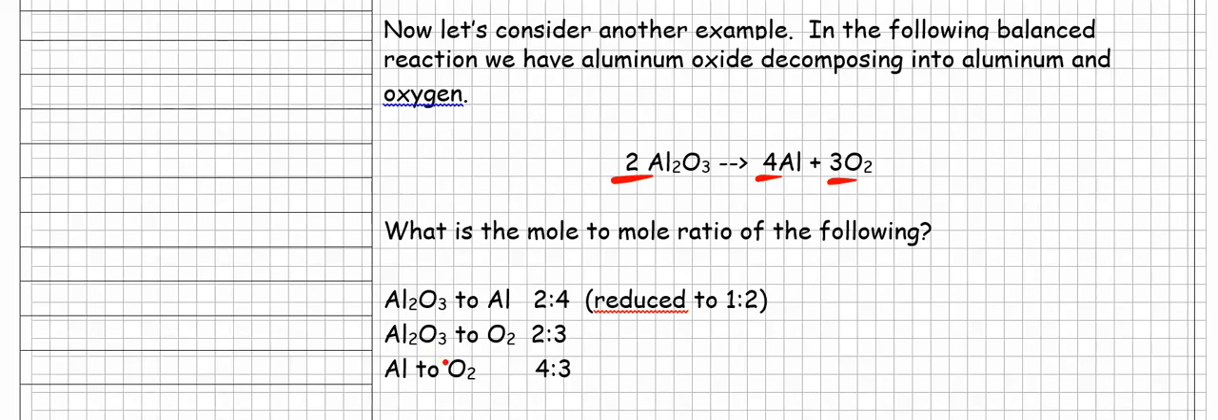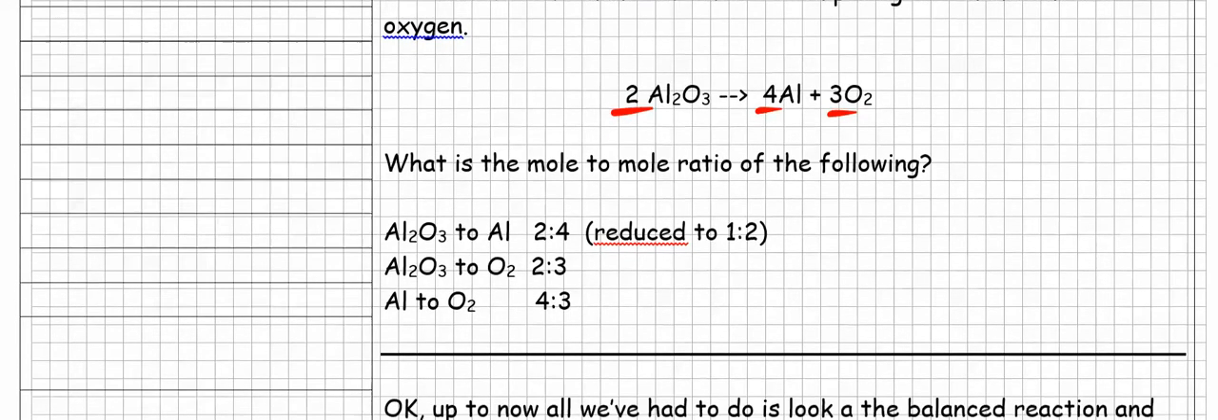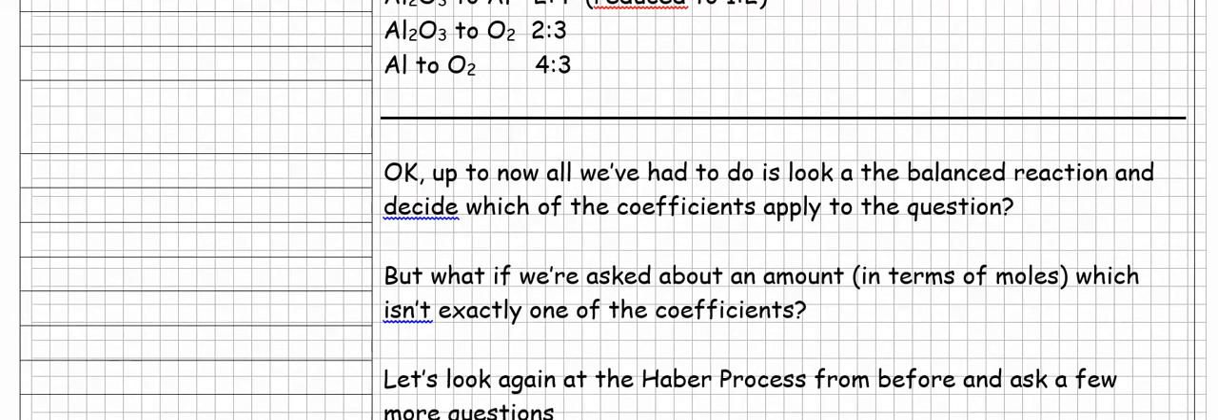How about aluminum oxide to oxygen? Aluminum oxide to oxygen would be 2 to 3. And finally, how about, these are both products now, but that's okay, it's just relationships. Aluminum to oxygen gas would be 4 to 3. So those are the 3 relationships that we could derive directly from that equation, right? No calculations necessary. Up to now, all we had to do is look at the balanced reaction and decide which of the coefficients apply to this question.